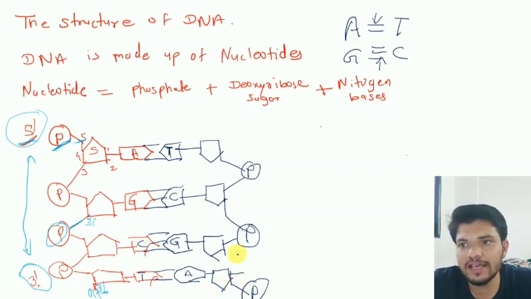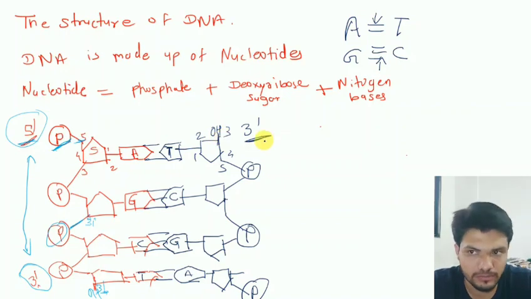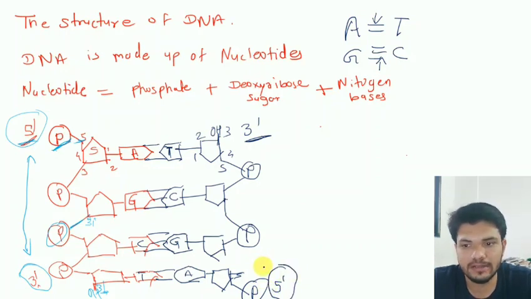So we can say this is the 3' end, because at the third carbon, 1 2 3 4 5, at the third carbon a hydroxyl group is present and it is free, it is not attached to the phosphate of the next nucleotide. And at the 5th carbon of the sugar there is a phosphate present, and this is the 5' end of the DNA. Why? Because this phosphate is not attached to the next nucleotide.